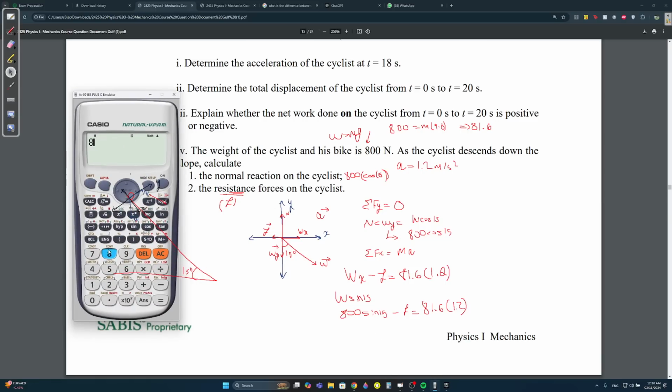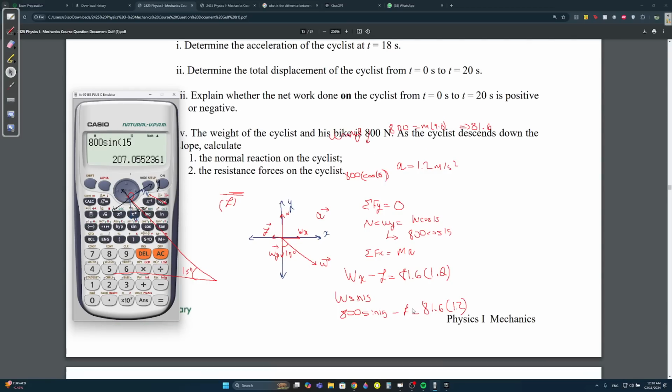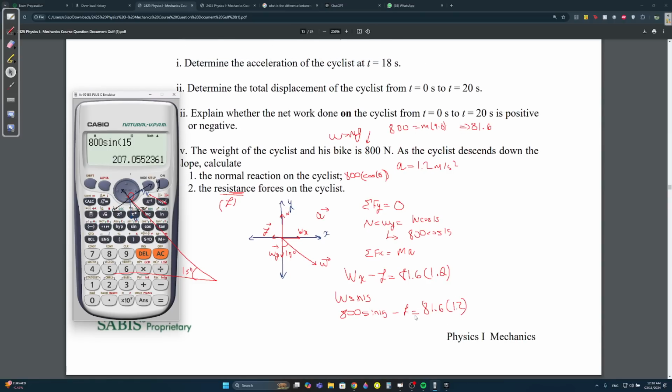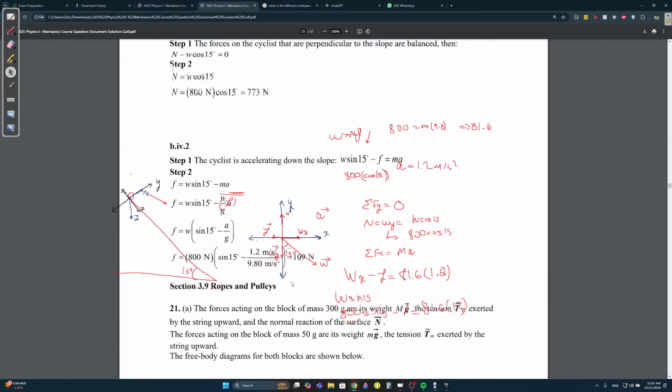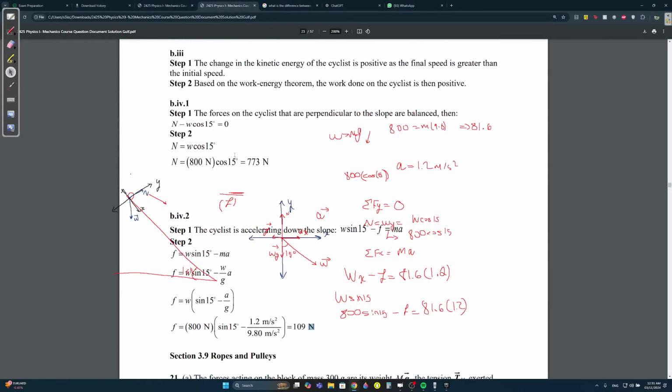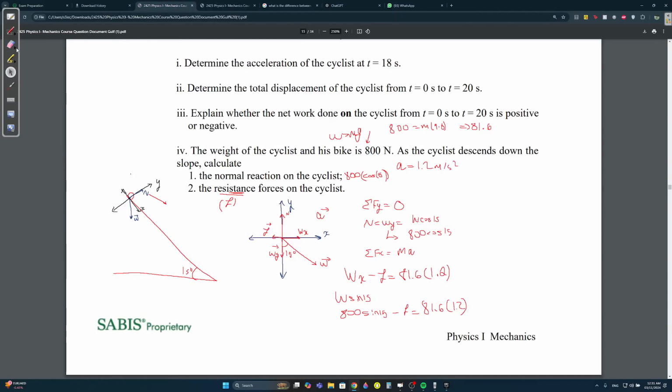So you're going to get 800 sine 15, and you're going to get this answer. Obviously, we're going to take the F to the right to become positive and this to the left to become negative. So I'm going to subtract 81.6 times 1.2. You get 109. So friction is 109 newtons. There you go. And this one was 800 cosine 15. I never solved it, I just put 800 cosine 15. That's 773. Okay, we're done. Thank you so much for watching, and good luck.